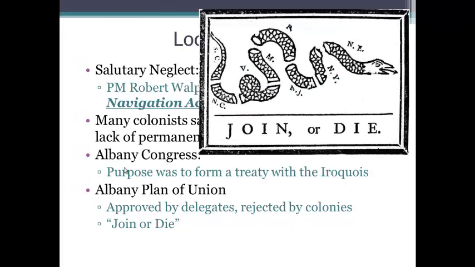And this is where you see Ben Franklin's Join or Die political cartoon. And he urged the colonies to unite or face a certain death.